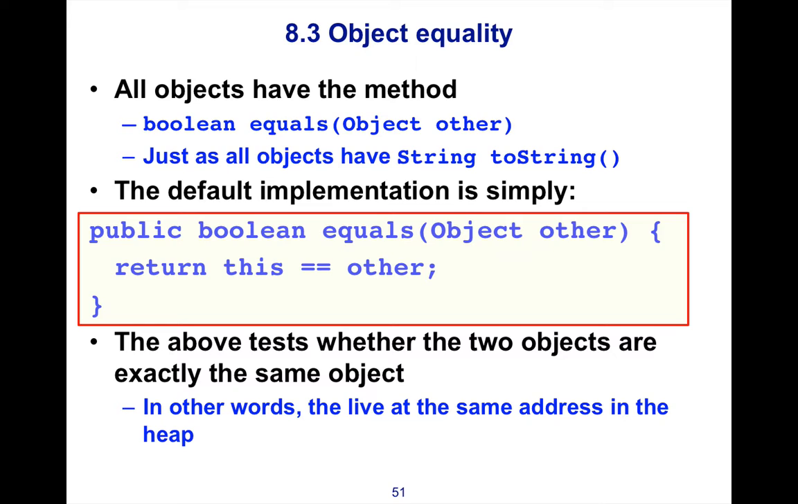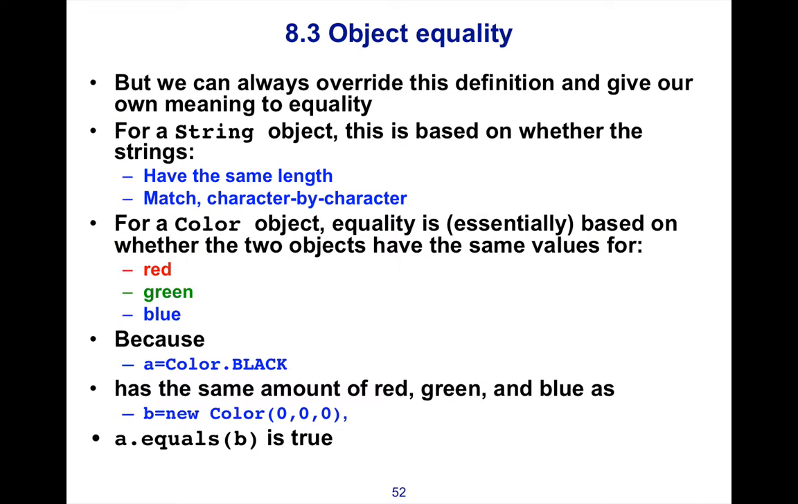All objects also have the equals operator, and the default implementation is shown here, which basically decides whether the two objects are exactly the same. So if we don't change equals for a given object, it inherits this specific definition, which reduces to whether the two objects are exactly the same. That is, they live at exactly the same address. We almost always want to change this definition for objects that we define.